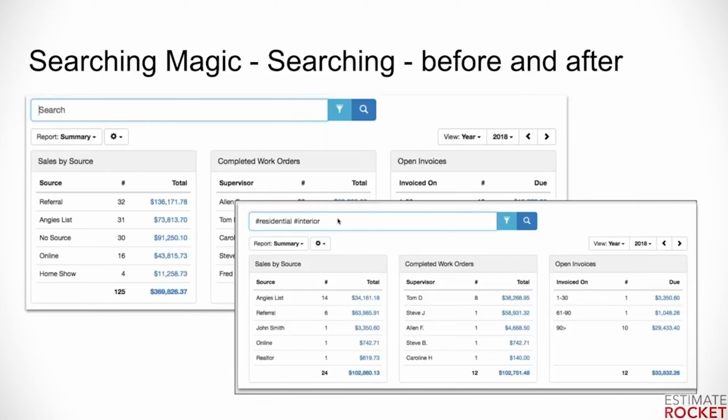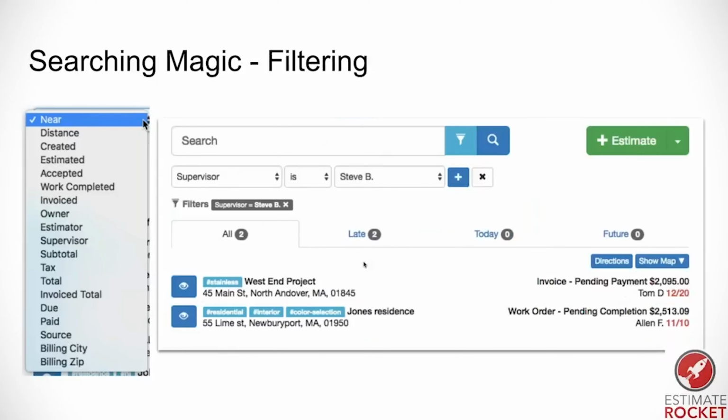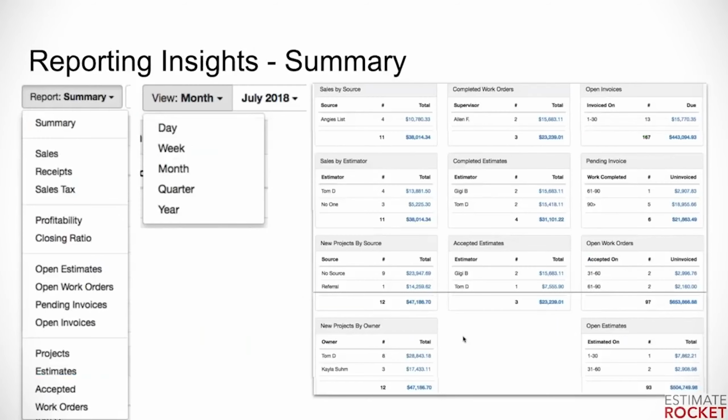So you can easily save a shortcut to the residential interior report for a year and get those results whenever you want them. And then I just had another filtering example here as well, where supervisor is Steve B, and it shows the limited results on that. So filtering, very powerful tool, and definitely saving shortcuts.